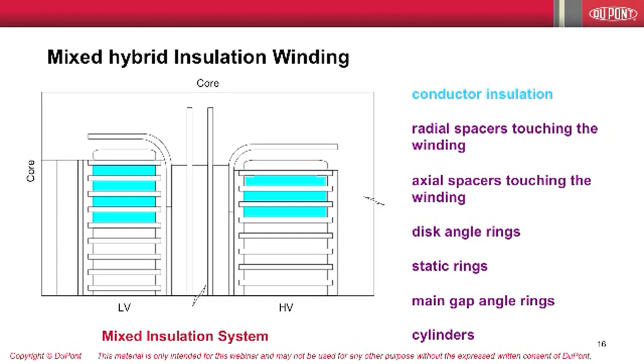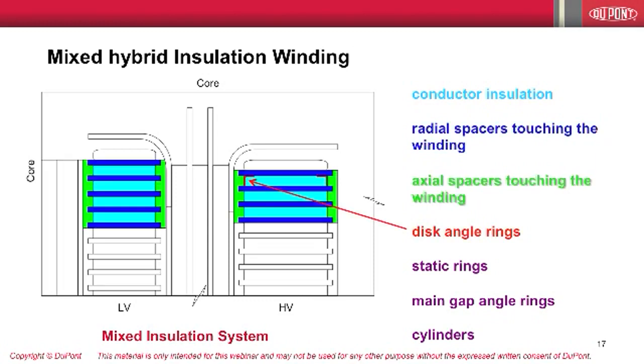So as an example, the conductor insulation could be high temperature for a portion of the windings. In a similar fashion, only a portion of the radial axial spacers and the disc angle ring would also use high temperature insulation. Also, since this is a targeted approach, it could be that only one winding could be affected.